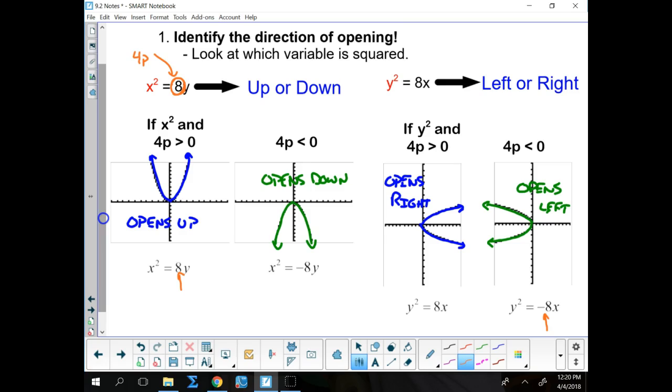That's the first step in graphing. And it's extremely important because it's going to tell you which way your parabola is opening, and from there, it's going to determine the remaining steps. Which direction you go with the remaining steps. Any questions on step number 1? Two things: which variable is squared? Positive or negative on the non-squared variable. Okay?